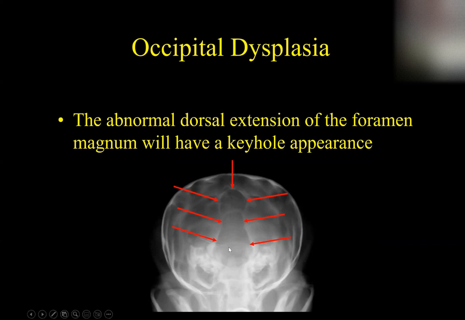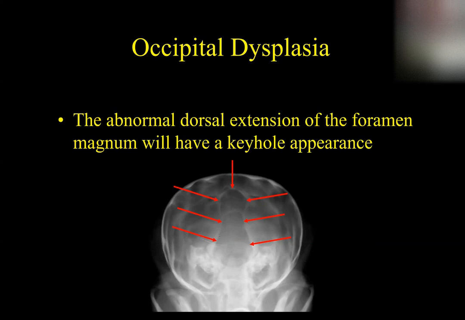So again, if you get lucky and you get a nice shot of it, this is the foramen magnum here, and this dog has occipital dysplasia. We can see the continuation dorsally of the foramen magnum all up through this region. And this part should be fused together, the right and left side, but it's not. And so if you see this dorsal extension of this radiolucent foramen magnum, that is occipital dysplasia.